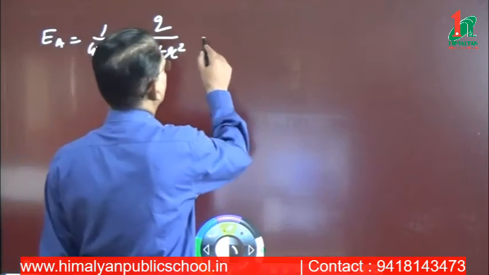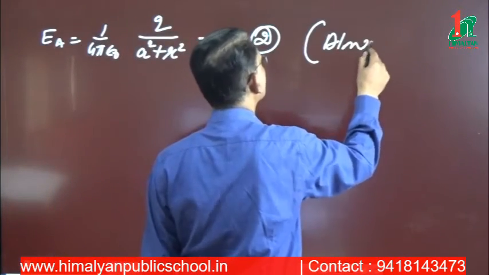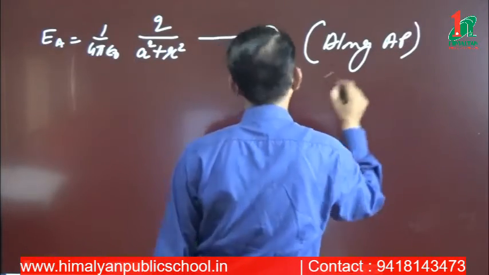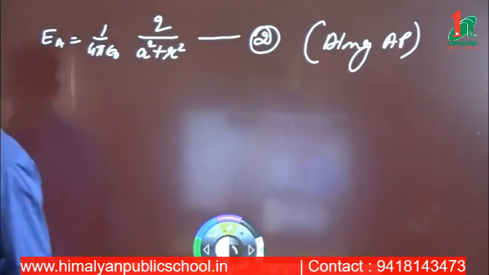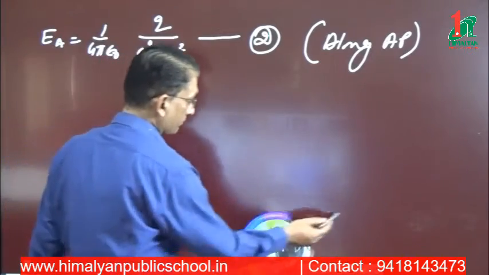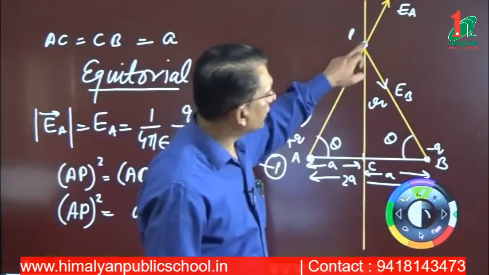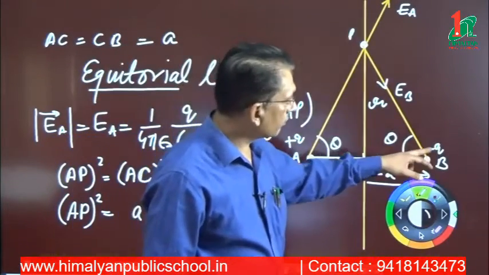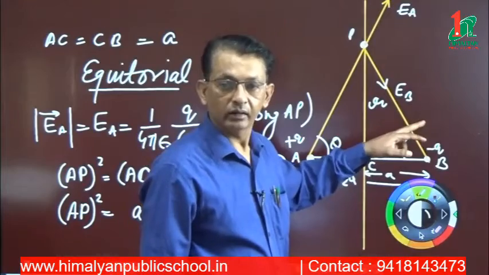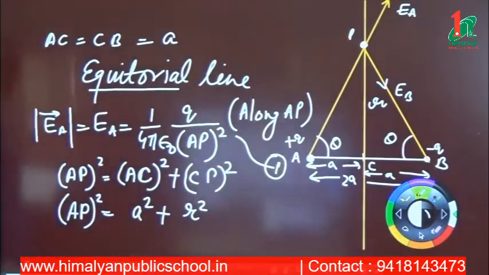Okay, take this as equation number 2, and its direction is along AP. You have to mention the direction also. Now second, electric field at point P due to charge minus Q at B, and its name is EB.